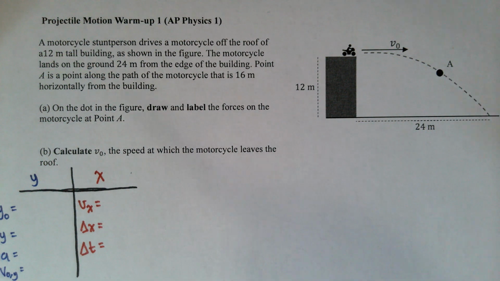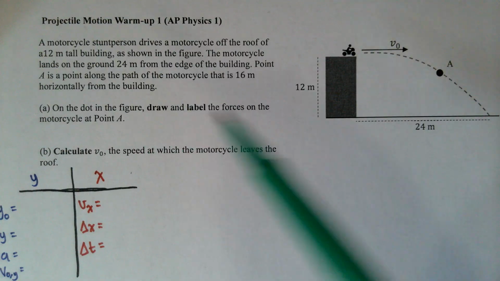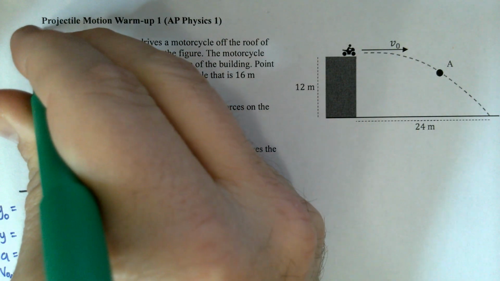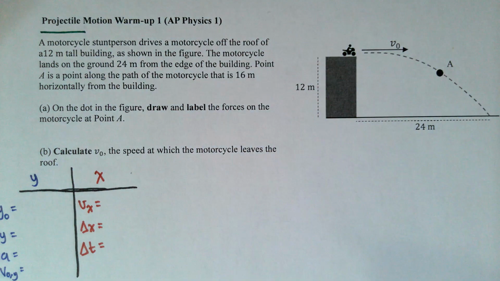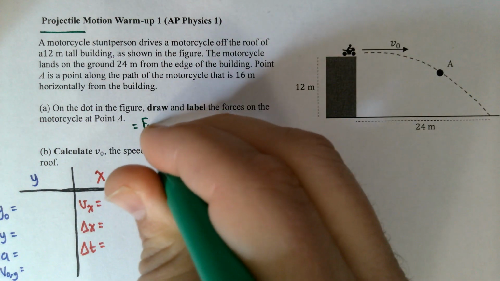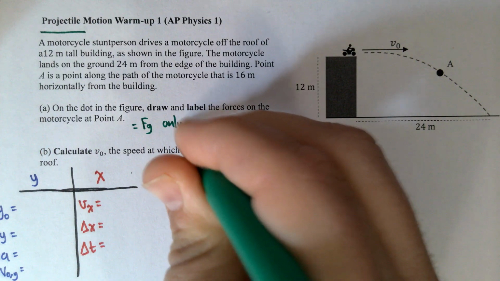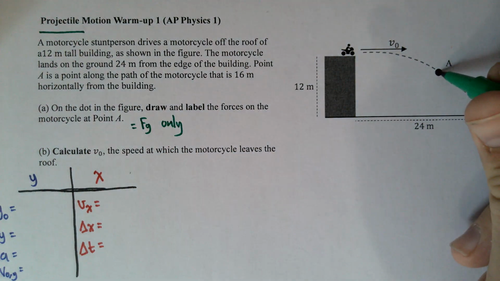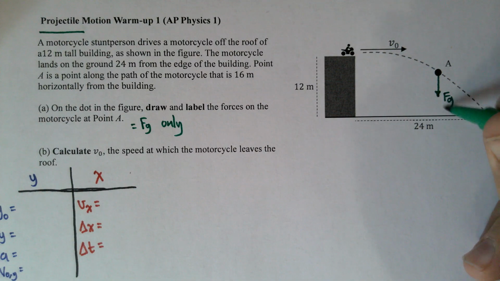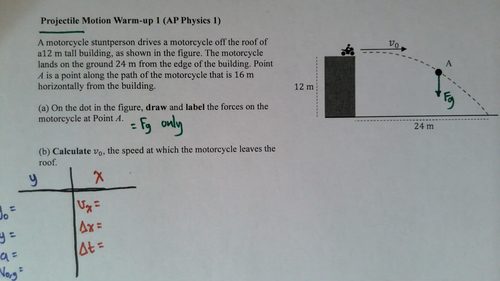So the first thing we're going to do is draw and label the forces on the motorcycle when it is at point A. The big idea here is that for anything that can be considered a projectile, what that word means is that gravity is the only force acting on it. And so the only thing I would draw here would be the gravitational force, which as always goes down. So those are the forces on a projectile, anytime, every time.